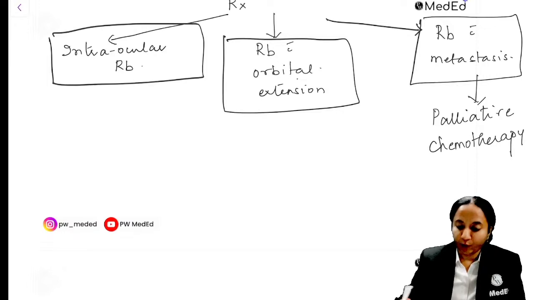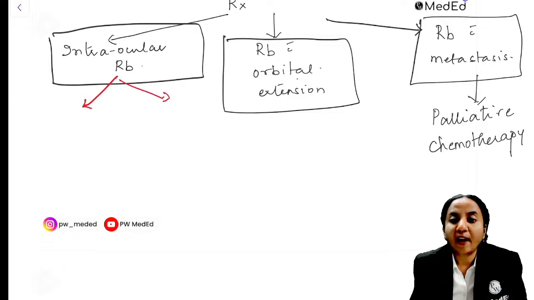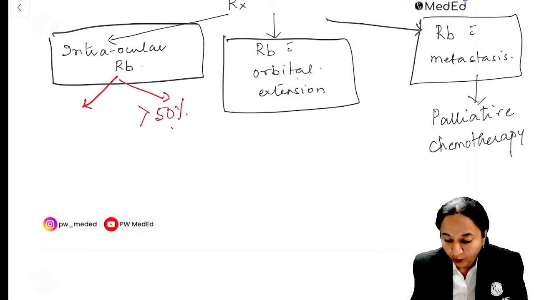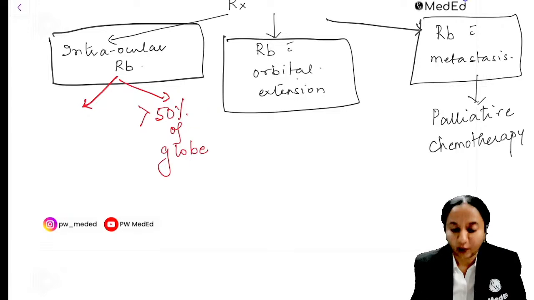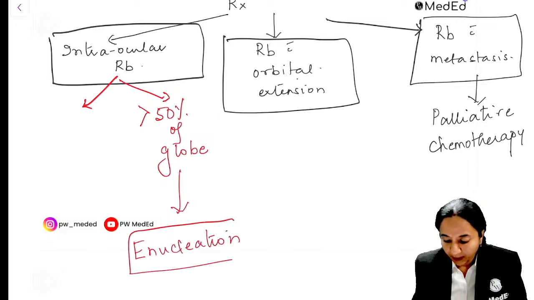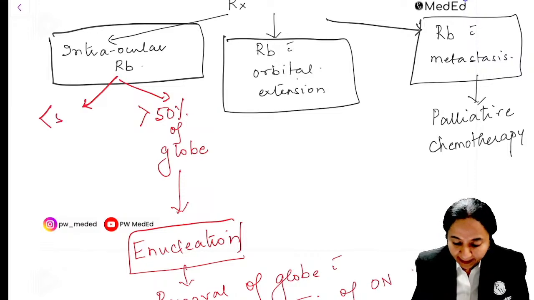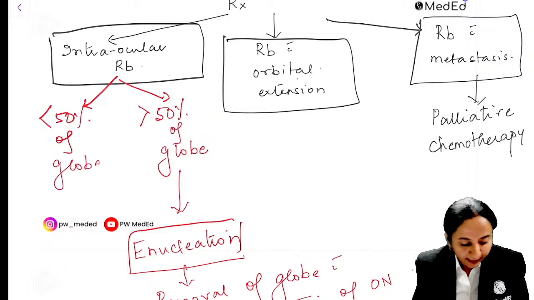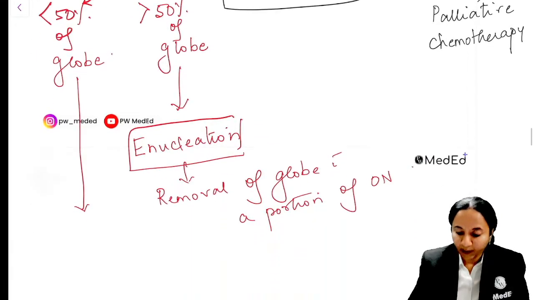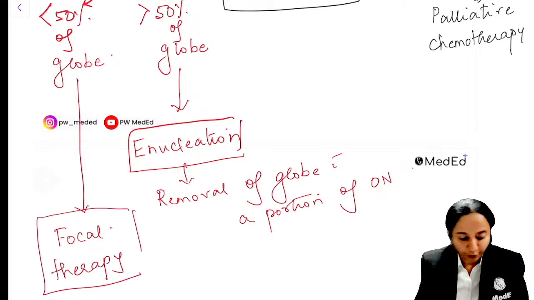Intraocular retinoblastoma we can broadly divide into two groups, if the mass is large or small. If it is a large mass occupying more than 50% of the globe, then the treatment is enucleation. What do we mean by enucleation? Enucleation means removal of the globe with a portion of the optic nerve. If it is intraocular but less than 50% of the globe, a small mass, then you don't remove the globe but just treat the mass, and that is called focal therapy. You treat the mass but do not remove the globe.